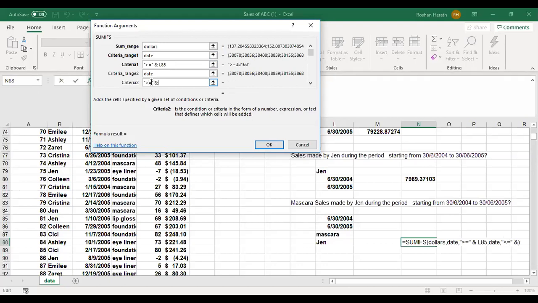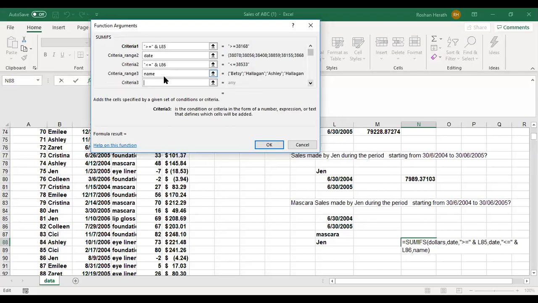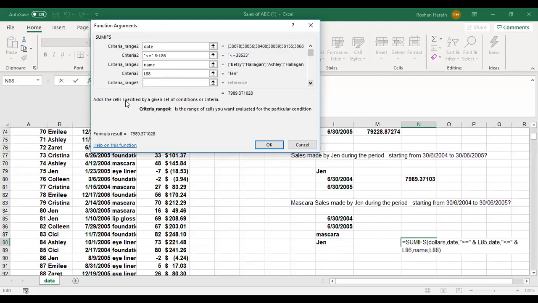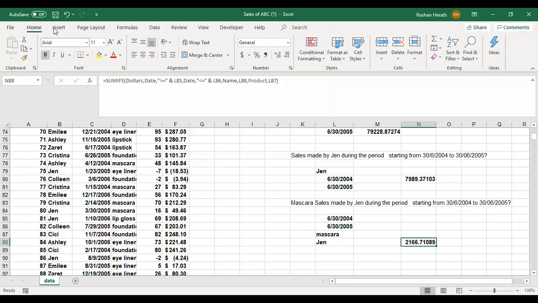Keep some space. Take the ampersand, keep some space. Make the reference. Move to the next one. The criteria range 3 is going to be the name, and that is mascara. So you may make the reference. Sorry, the name has to be Jen, no? Jen. Sorry for that. Then finally we have the product, and that is mascara. Right. You have taken every criterion.